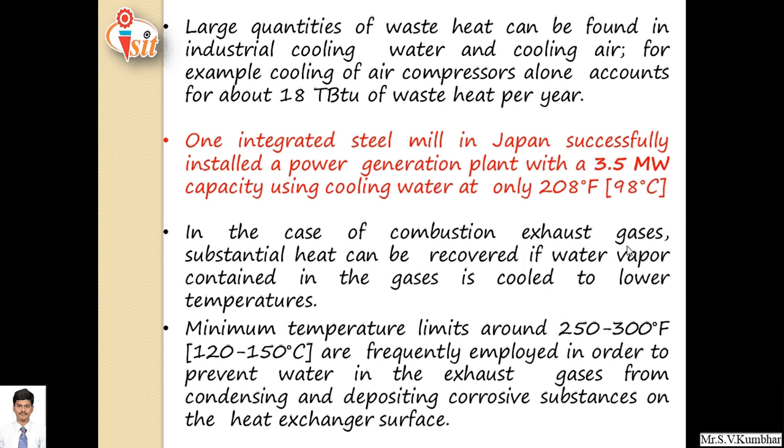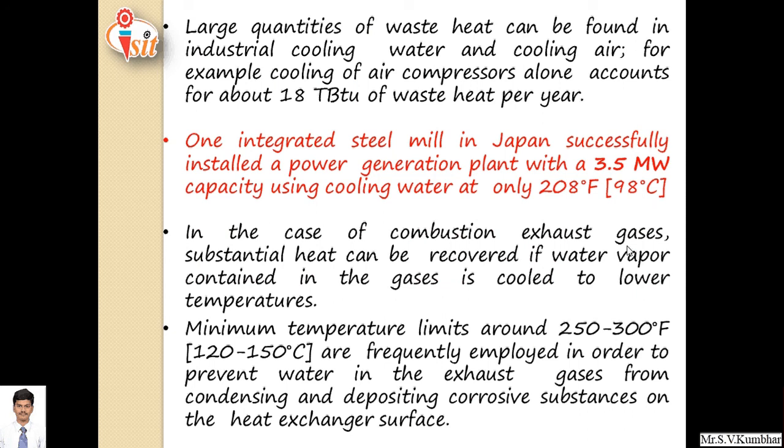Large quantities of heat can be found in industrial cooling water and cooling air. An example is the cooling of air compressors, which accounts for about 18 British thermal units. One integrated steel mill in Japan successfully installed a power generation plant with 3.5 megawatt capacity using a cooling tower at only 98 degrees centigrade.